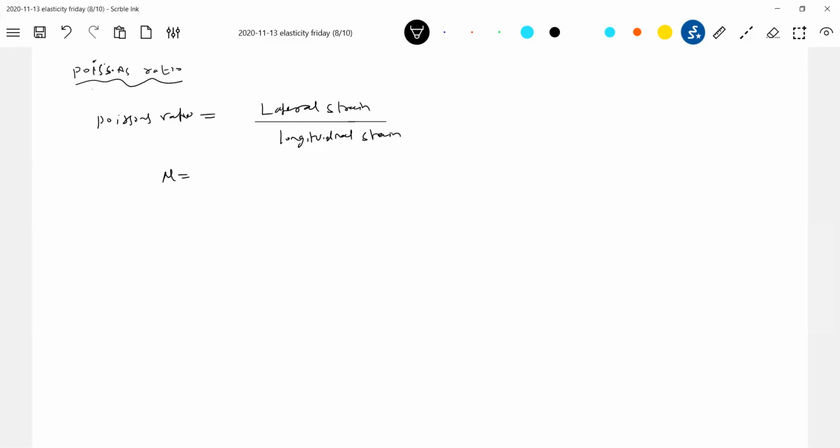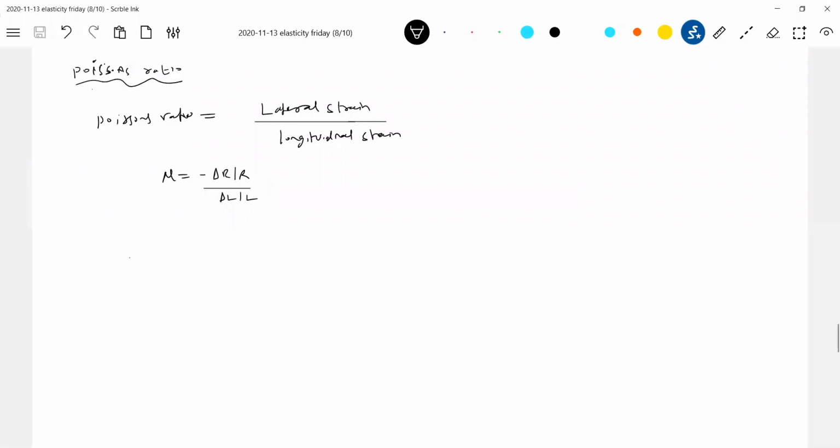Lateral strain, longitudinal strain. What do you mean by lateral? Change in radius by original radius, delta R by R, over delta L by L. Let me put a negative sign. Why the negative sign? Because if you increase the length, the radius will decrease. So negative of negative will become positive. The ratio should be made positive. That's why the negative sign is brought here. So what is the meaning of this? Why has this come into the picture?